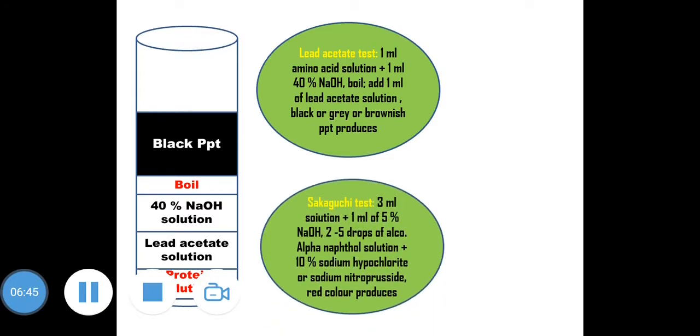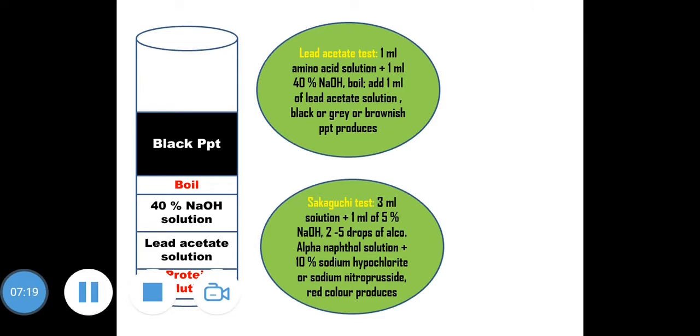Then Sakaguchi test. This Sakaguchi test is for confirmation of arginine, but it can be used as a confirmatory test for gelatin, as gelatin is a protein which is rich in arginine. In this test, the arginine in presence of alcoholic alpha-naphthol forms a complex with sodium hypochlorite or sodium nitroprusside, developing a bright red color, which confirms the presence of arginine.